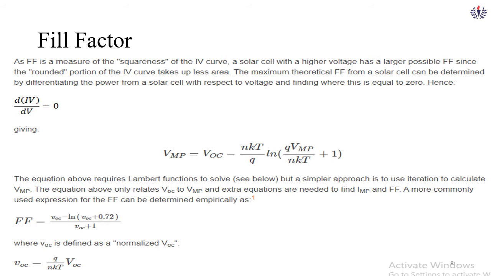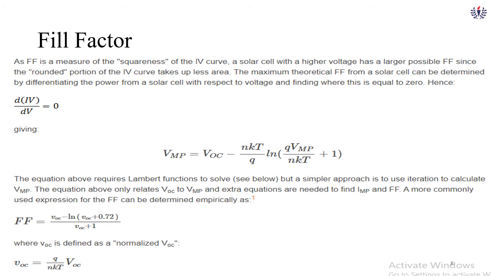So, recalling the expression for the open circuit voltage, from that we can obtain the value of the maximum voltage as VMP equals VOC minus eta kT divided by q, into ln of (q VMP divided by eta kT plus 1). The equation requires Lambert functions to solve, but a simpler approach is to use iteration to calculate VMP. The equation above only gives VOC to VMP, and extra equations are needed to find the IMP and fill factor.